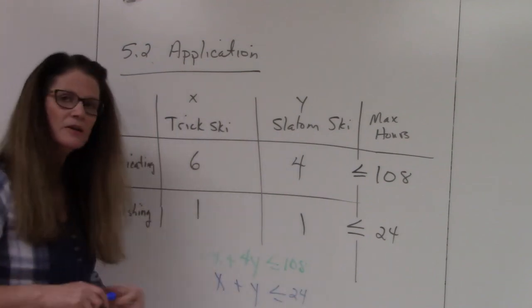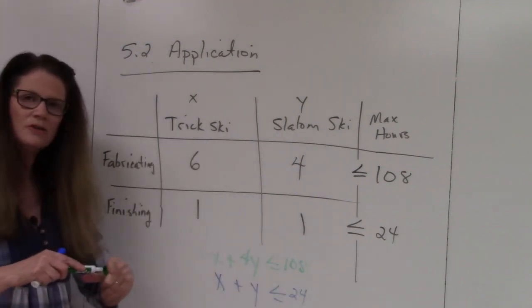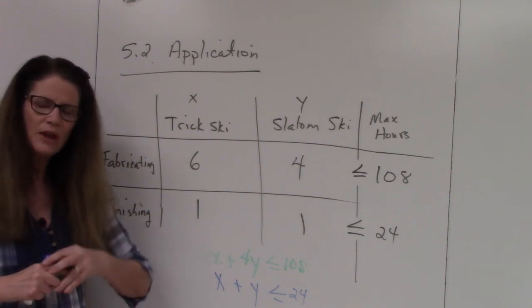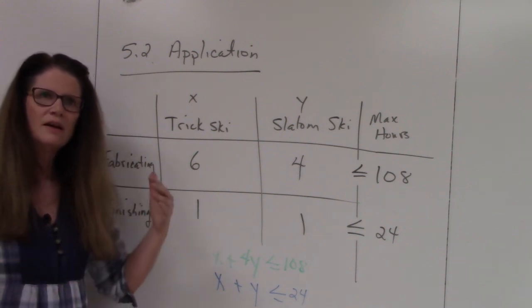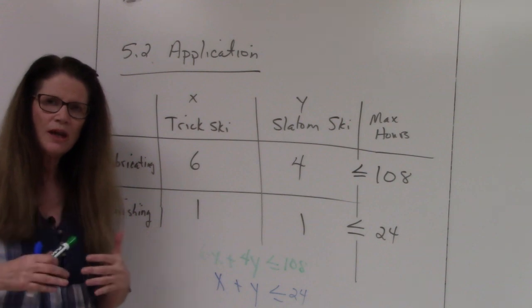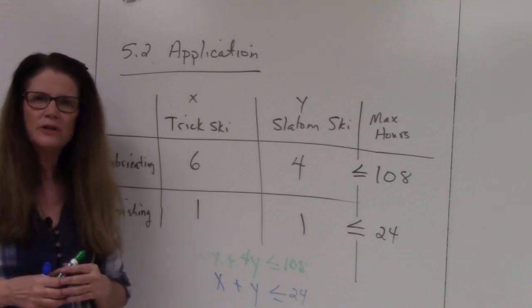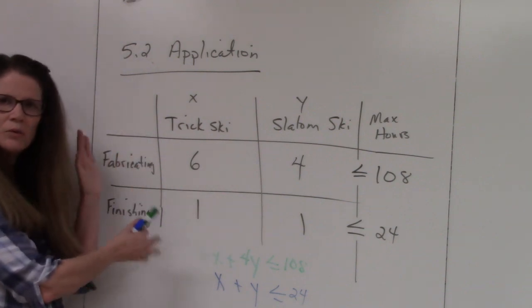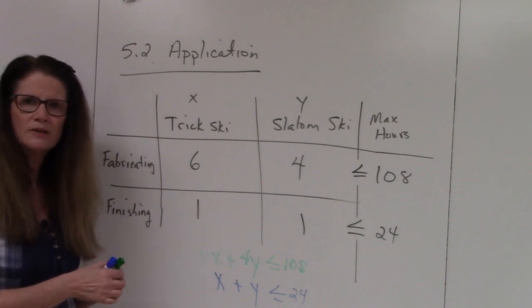And then from here, now you're going to go right back into graphing the inequality, like the previous video, using your test point to shade, and then finding your corner points. But I just wanted to show you this quick way to set up a word problem using a table. Okay?